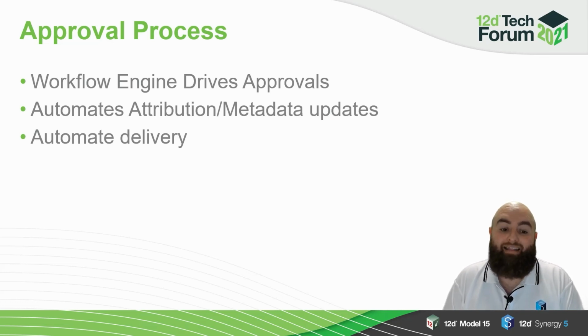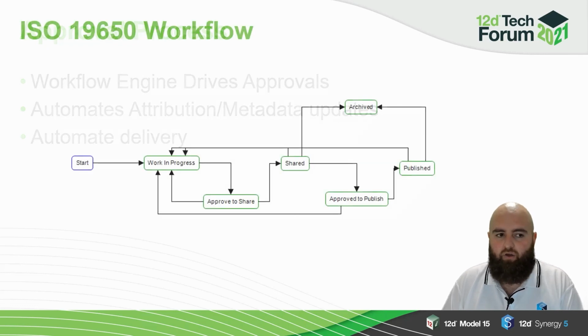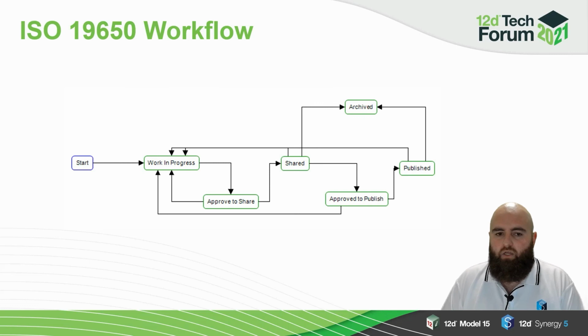I guess a big part of that is ruling out the manual updates, emails, and communication. But this might actually make more sense if we look at a 12D Synergy ISO 19650 workflow. So here we see a common ISO 19650 workflow, which we've built in 12D Synergy. Different roles own each stage, and you can assign individual users to the role.